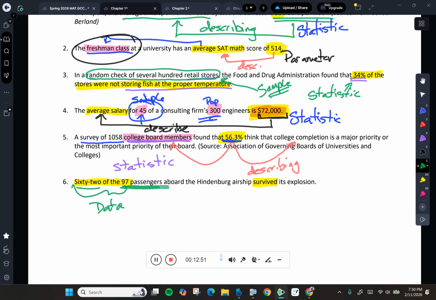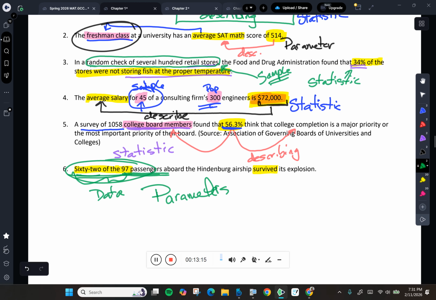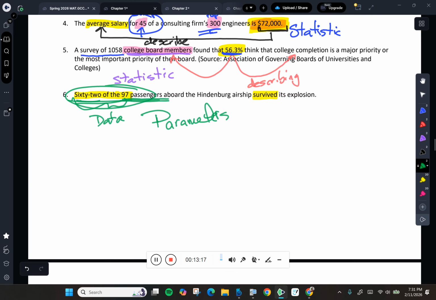So these numbers, these numerical measurements are describing everybody. So we're looking at parameters. We could use that to find the percent that survived, which would be a parameter. We could use that to find the percent that did not survive. That would also be a parameter. So we're looking at parameters there because we have data about everybody.